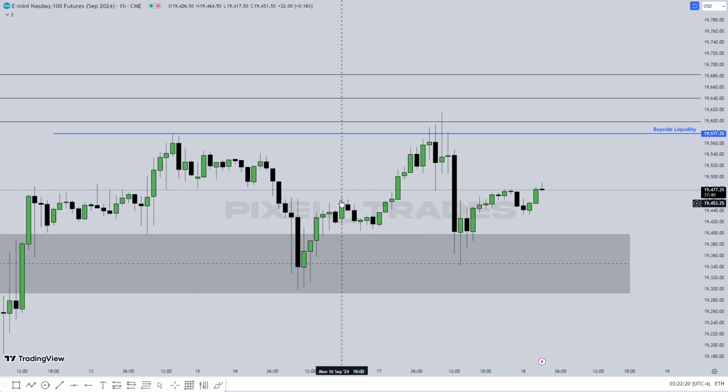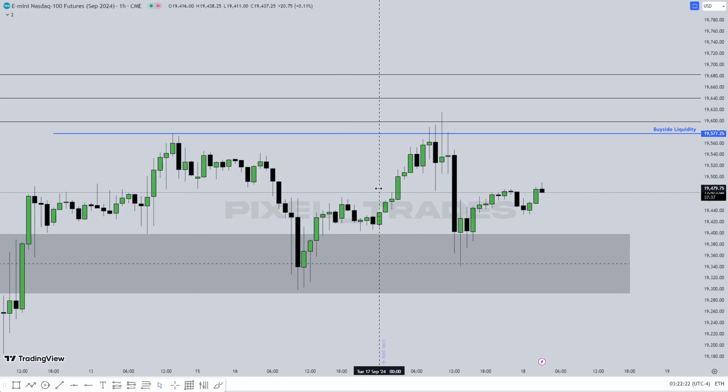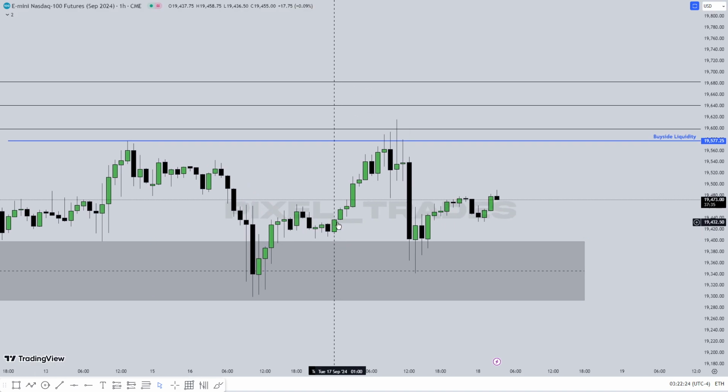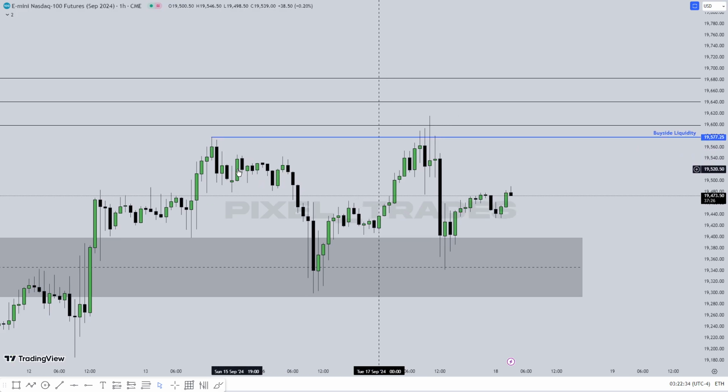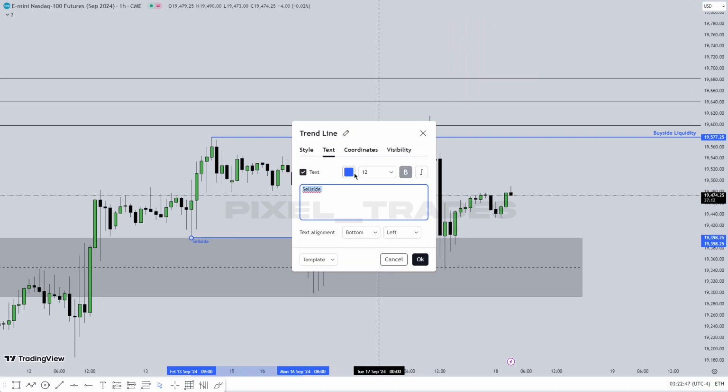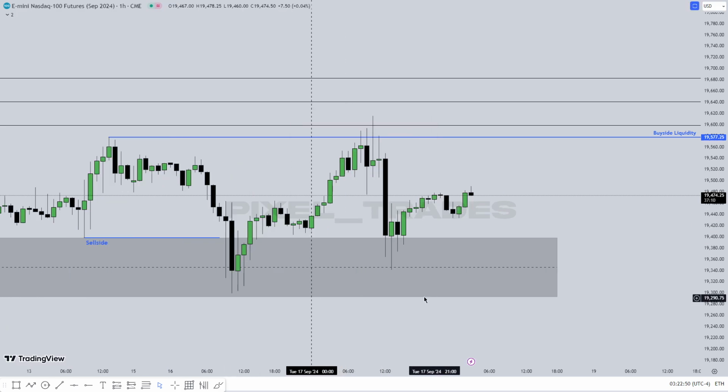Let me mark the midnight open. So this is the midnight open, and this is the previous day high buy side liquidity, which is the Friday high also. And on Monday market has already attacked the Friday's lows, which is this low and this low here. Okay, so this is the Friday low sell side liquidity here. So sell side has been attacked, buy side was left.